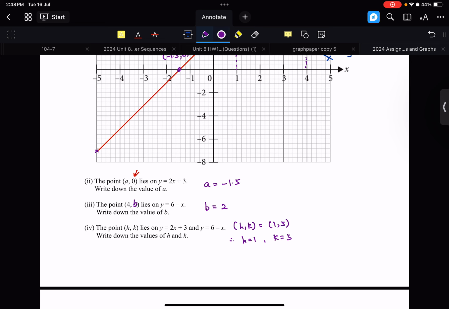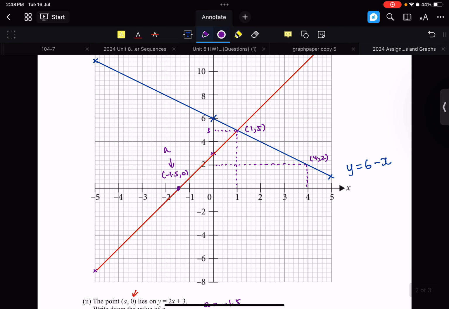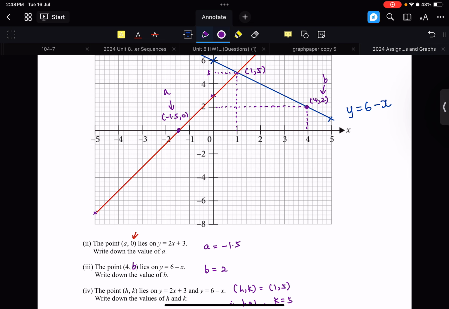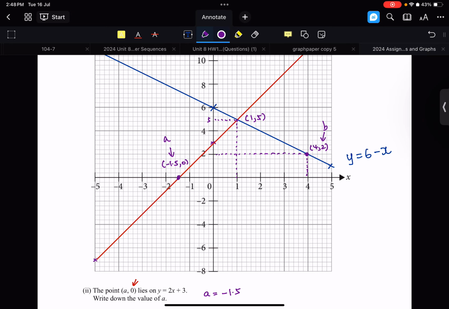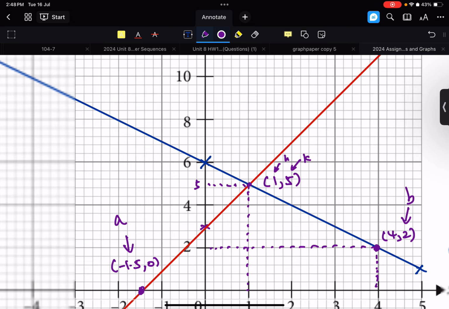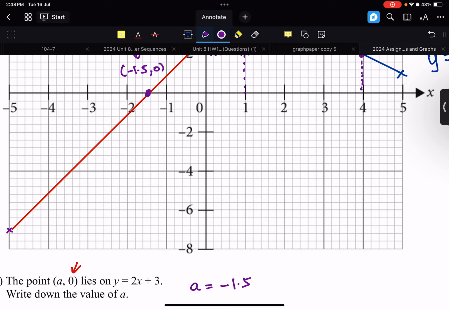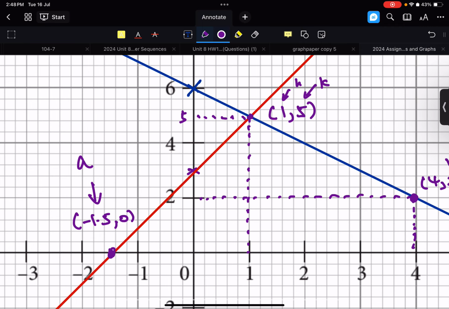And then to find b, it is (4, b), so x is 4, okay? 4 gives us this point, right? Therefore, this value is my b, so b equals 2. And finally, (h, k), this is my (h, k), so the point of intersection, this is my h, this is my k. Therefore, h is equal to 1, k is equal to 5, right? Take another look, the intersection point.